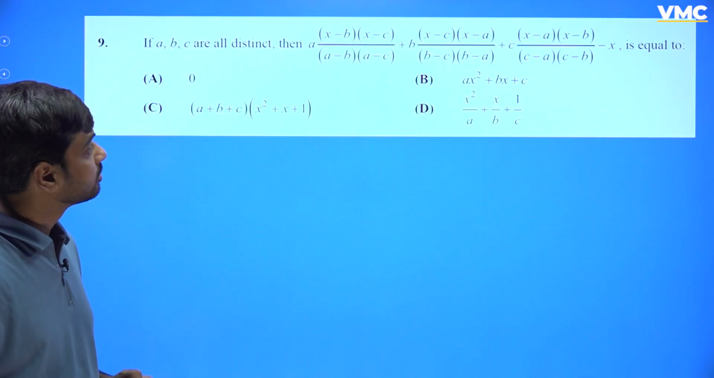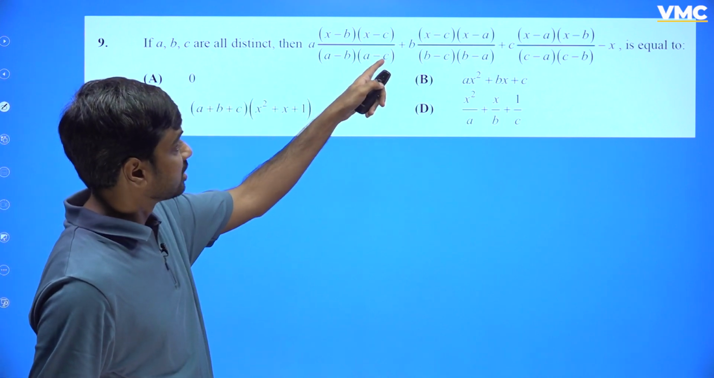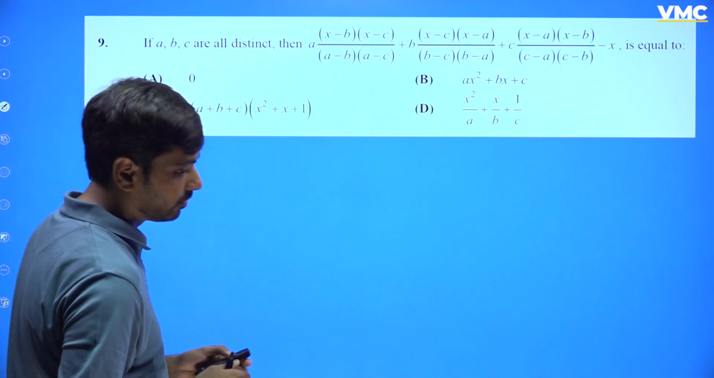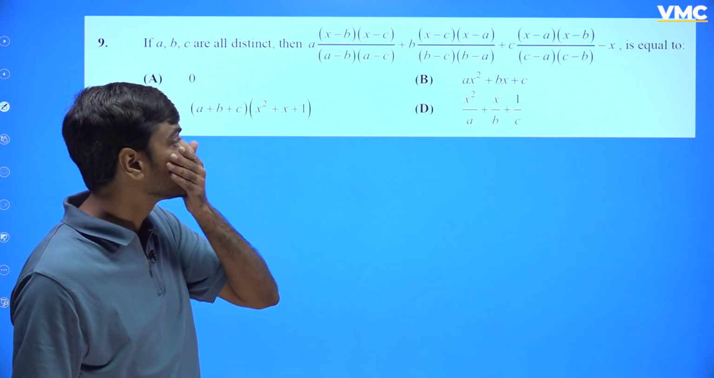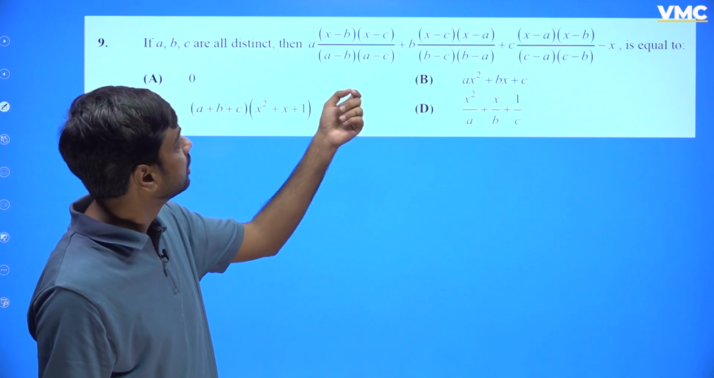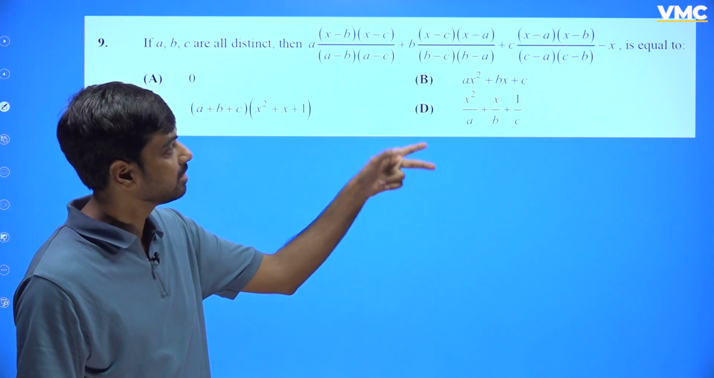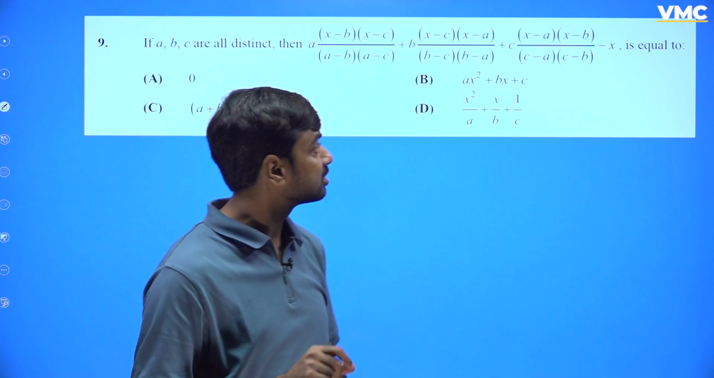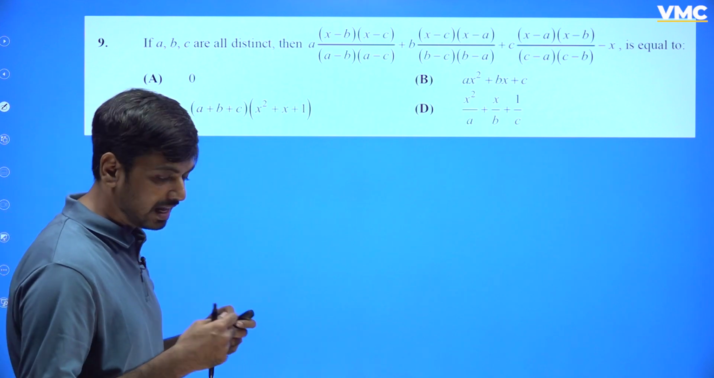Now question number 9 is a question of identity, quadratic identity. So if a, b, c are all distinct, then a times of this expression plus b times of this minus x is equal to. Now for this question, first look at the expression. When you multiply all, we are getting a quadratic in x, because the denominators are constants, and when you multiply the numerators, we have x times x, so that will give you x square. So when you multiply all, you are going to get a quadratic, an expression in which the power of x is 2. Now I'm not going to multiply it.